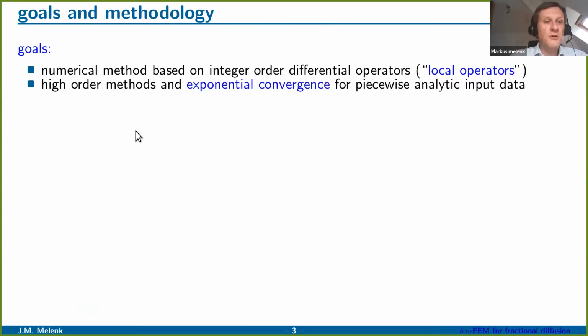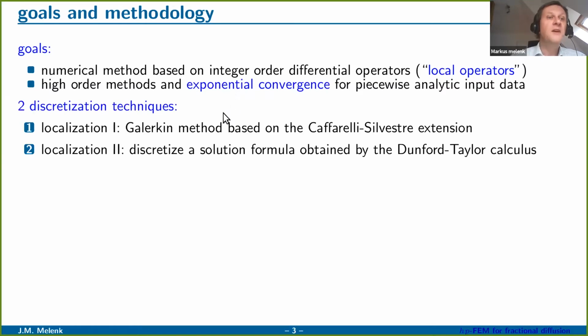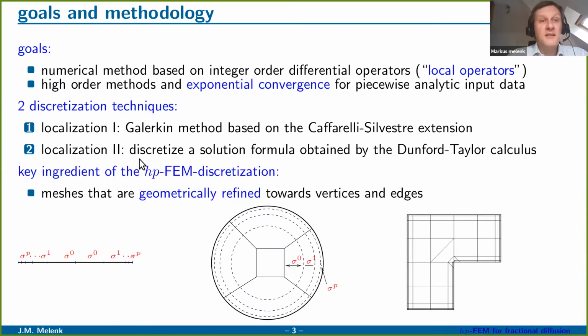Okay, so what is the goal of today's talk? I want to design numerical methods based on differential operators, so on local operators. And I want to discuss high order methods, and in particular, I'm shooting for exponential convergence for piecewise analytic data. As I said already, I will do that for two different types of methods. And I want to highlight here one key thing, one unifying theme for these two different discretizations. And that is that the meshes that I will use are geometrically refined towards vertices and edges.